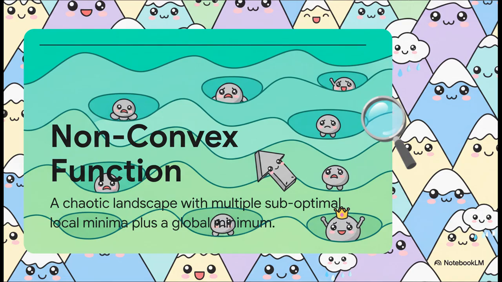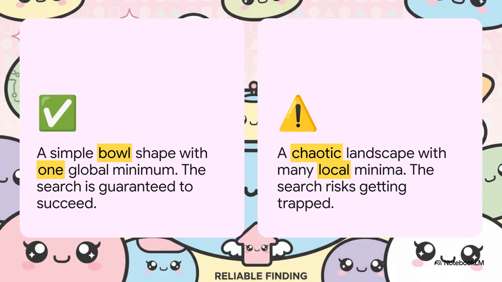There are tons of little dips and basins. We call those local minima, but only one of them is the absolute lowest point in the whole range, the global minimum. It's so easy to get stuck in one of those smaller valleys, thinking you've reached the bottom when the real bottom is miles away.